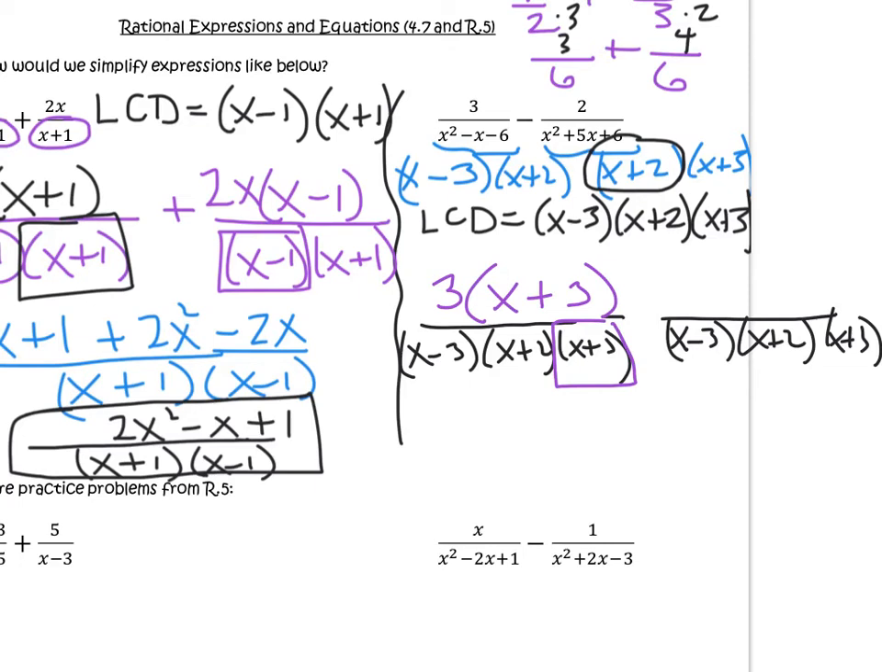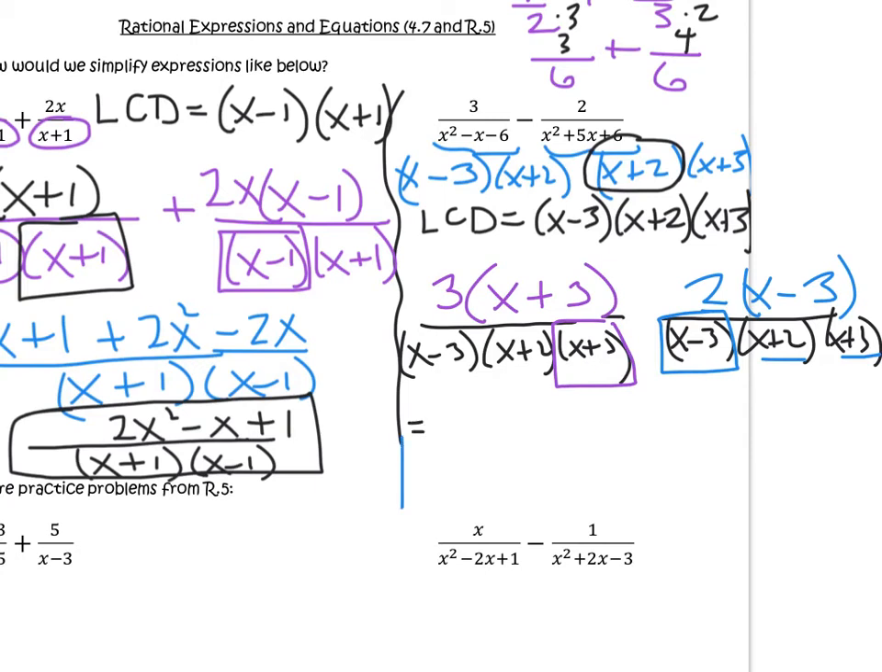So then for the other one, when I go from my old one to my new one, the x plus 2, this right here was already there. The x plus 3 was already there. This is my new part, so I'm going to bring that up top so I can adjust the numerator, and my numerator was a 2 to begin with. So let's see what we have now.